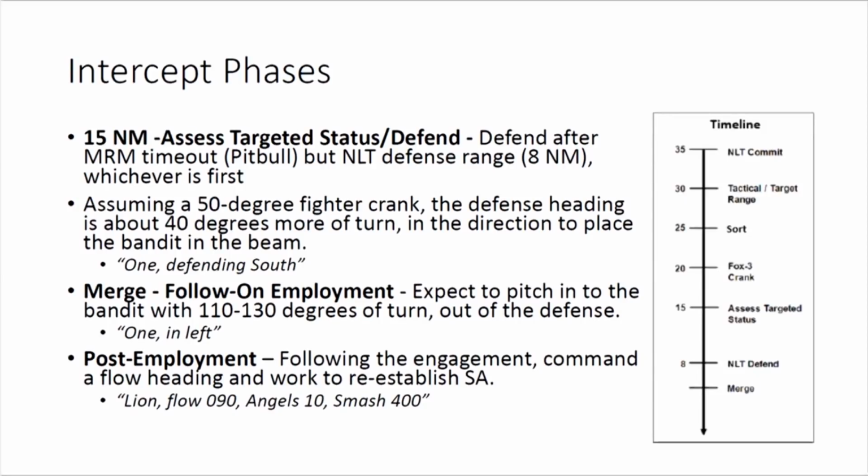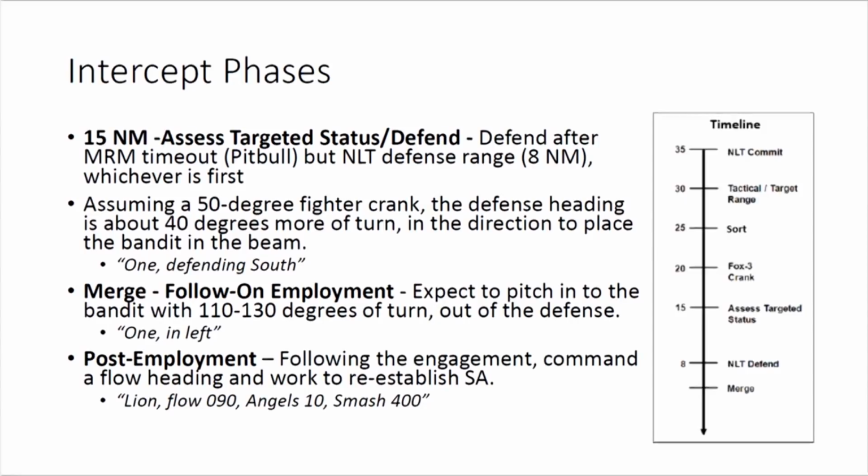And now if the bandit has you locked or has fired on you, then you'll continue that crank into a notch. If you've got a 50-degree angle off, you continue 40 more degrees, put the bandit and the missile at 90 degrees to notch it. And at that point, you should have defeated the missile. And at this stage, you'll make a call such as "One, defending south," right? Just so your wingman is aware of what you're doing.